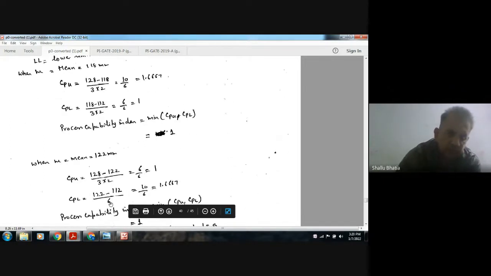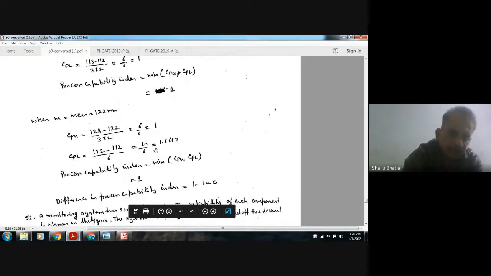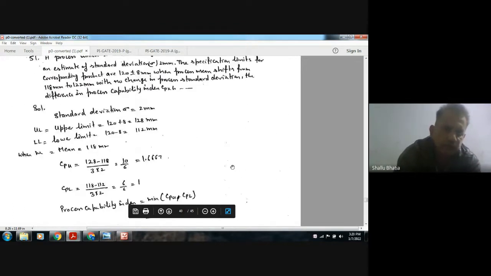Now when the mean is changed from 118 to 122, the CPU will be 1, following the same procedure, just replacing 118 by 122. Your CPL will be 1.667. So the minimum is 1. There is no change in the process capability index, because here the index is 1, and here also it is 1. So the answer is just 0.